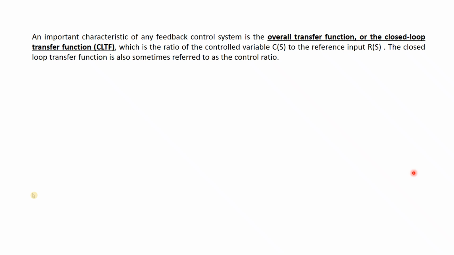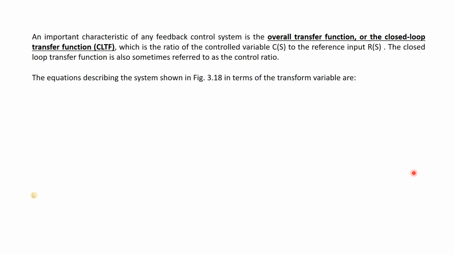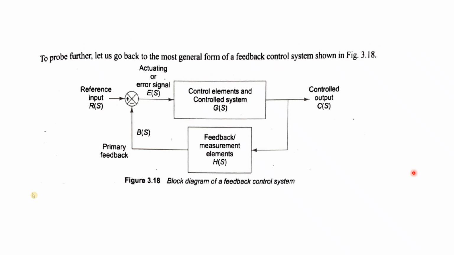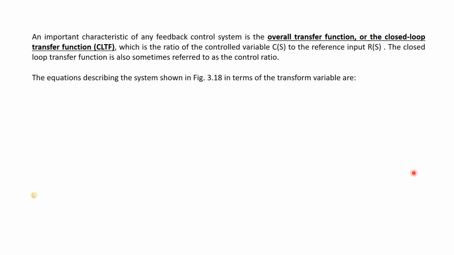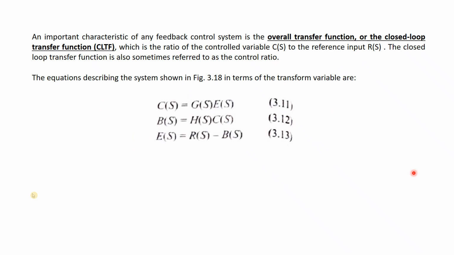So an important characteristic of any feedback control system is the overall transfer function, or the closed loop transfer function, which is the ratio of the controlled variable CS to the reference input RS. The closed loop transfer function is also sometimes referred to as the control ratio. The equations describing this are shown in figure 3.18. In terms of control variables, we can write these three equations.